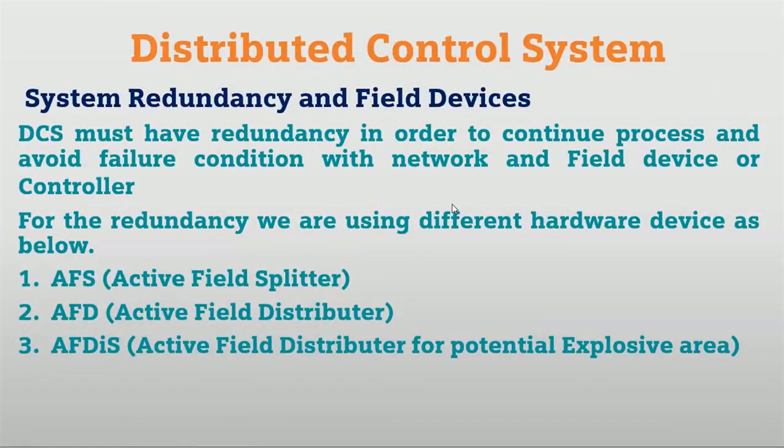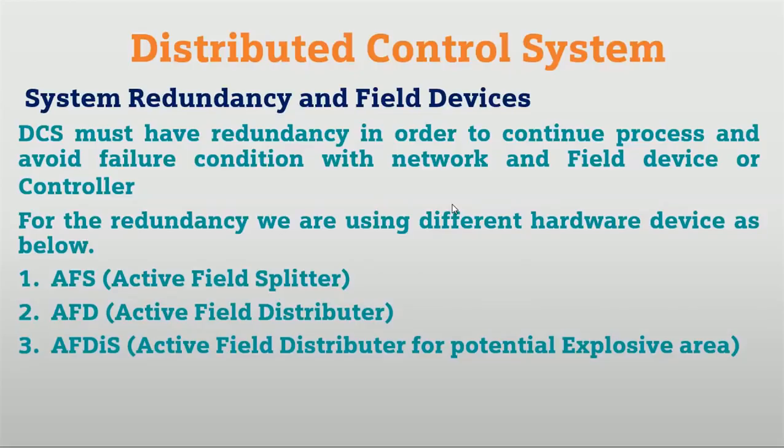System redundancy and field devices. A DCS must have redundancy in order to continue the process. Sometimes in abnormal conditions any device or any controller can fail. In that case the process must continue in real time. So for redundancy we use different hardware devices like active field splitter, active field distributor, and active field distributor for potential explosive area. That we will see in the next slide.